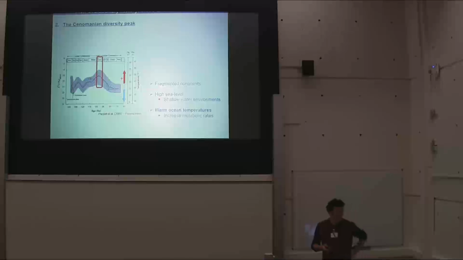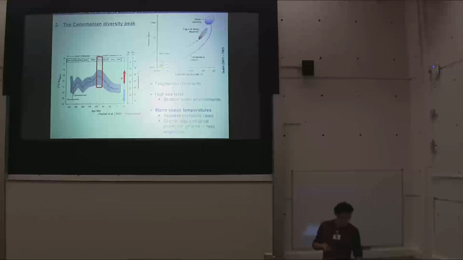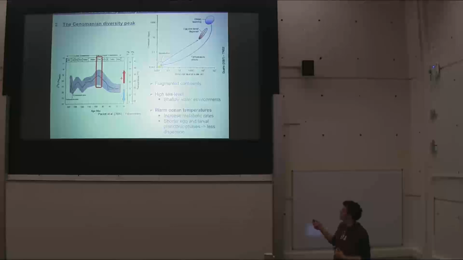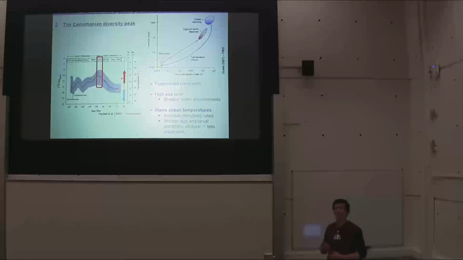And we also have very warm ocean temperatures, which are known to increase metabolic rates and promote speciation. But there's a series of papers that have been published recently that have shown that for Actinopterygians, warm ocean temperature has a negative effect on the egg and larval planktonic phase duration for this group, which means less dispersion and so more speciation.